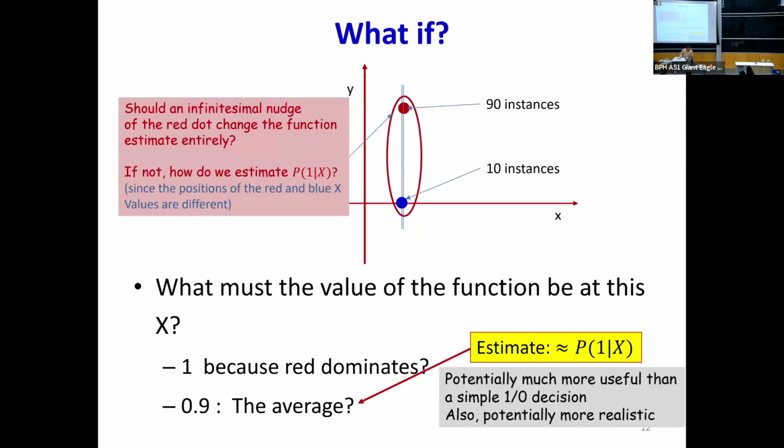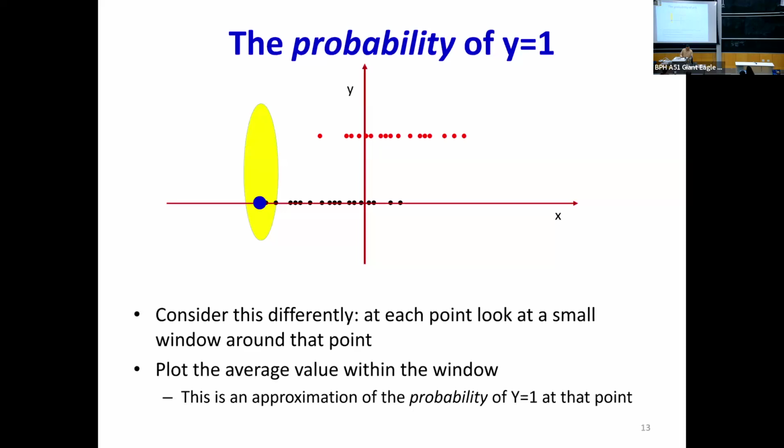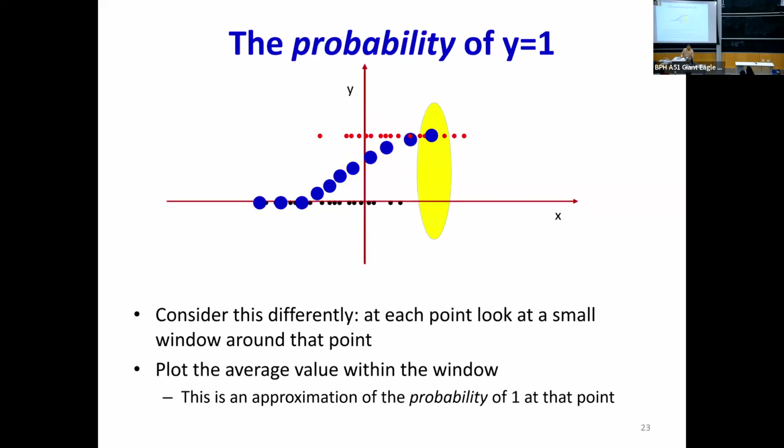So let's go back and look at this from a different perspective. At each point, let's look at a small window around the point. And now I'm going to plot the average value of y at that point. So in this example, when you're far out to the left, the average y value is just 0. So you're going to get a blue dot. As you keep moving forward, at some point you begin to see a few red dots. And at this point, the average is going to begin moving up. And then if you keep going on, eventually all points are going to be red.